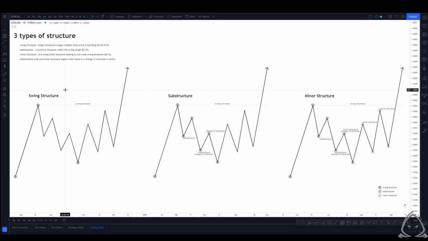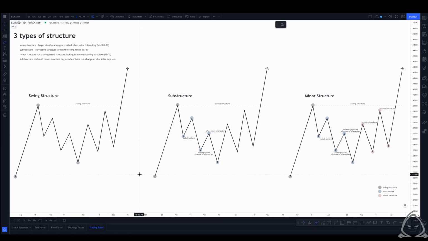And ultimately, what swing structure is going to allow us to do, especially from a higher time frame perspective, is give us an overall bias, an overall structure to work with in understanding where price is likely to go. Now we can move on to what substructure is. I had mentioned briefly what substructure was in the previous videos, but more specifically, it's the corrective structure within the overall swing range.